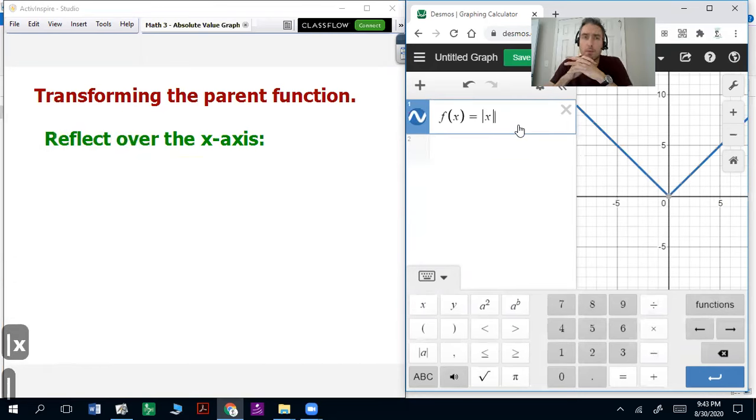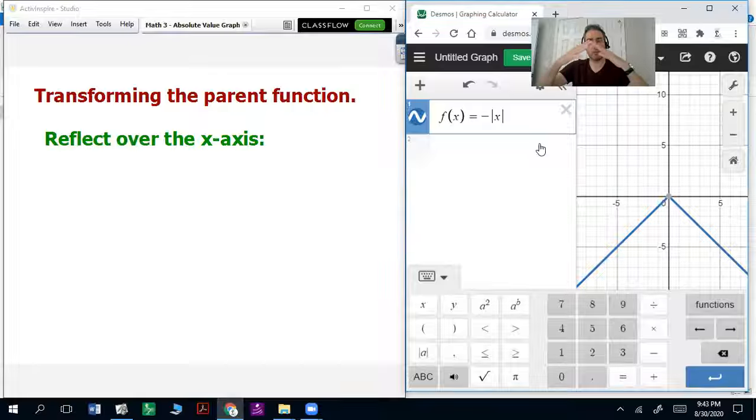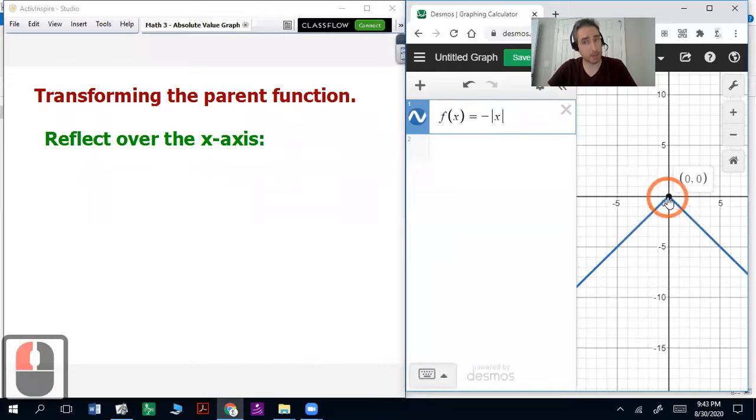If I want to transform it by reflecting it over the x-axis, then what I'm going to do is put a negative number right next to the 0. If you put that dash there, that's a negative. That's multiplying it by -1. That's not changing the shape of it, but it's going to make it open downwards. So instead of having a minimum now, it has a maximum.